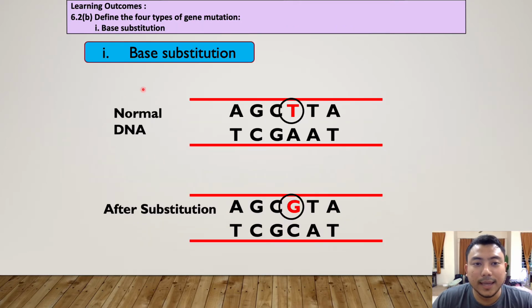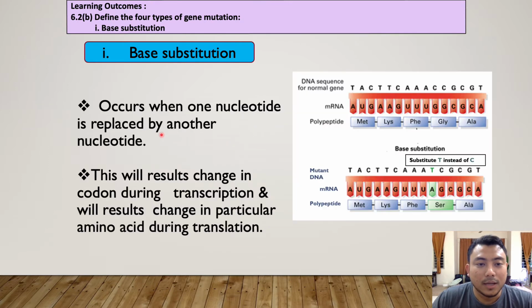Okay, first we look at base substitution. So this is the normal DNA with the normal sequence AGC-TTA. So after substitution, T is being substituted with G. Okay, so we'll see how this will affect. Alright, so this occurs when one nucleotide is replaced by another nucleotide, and this will result in change in codon during transcription and will result in change in particular amino acid during translation.